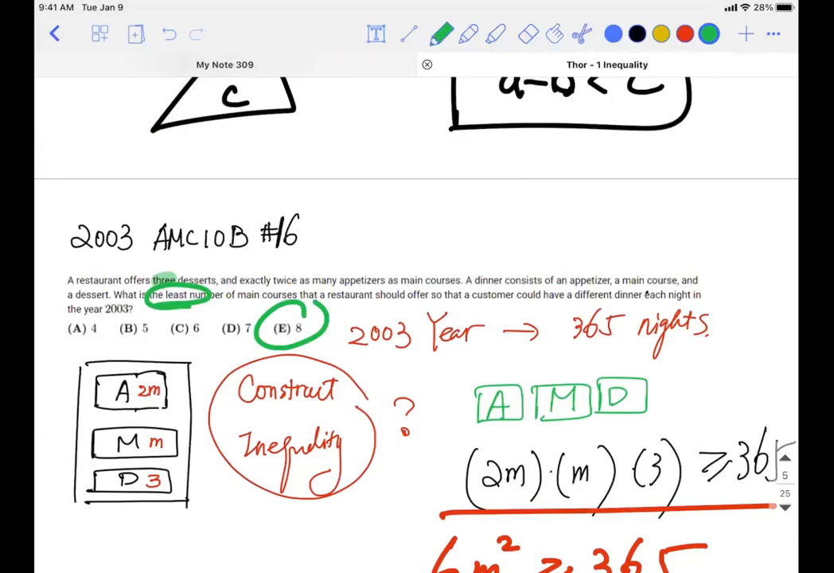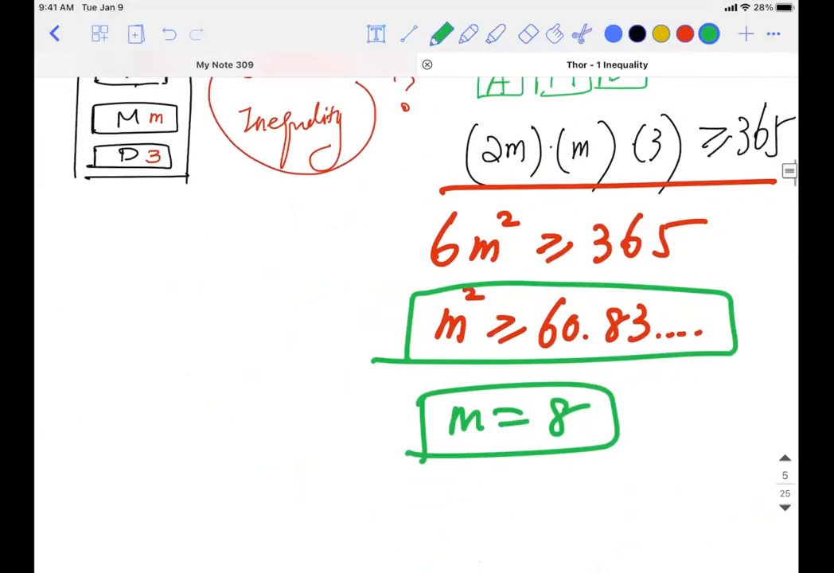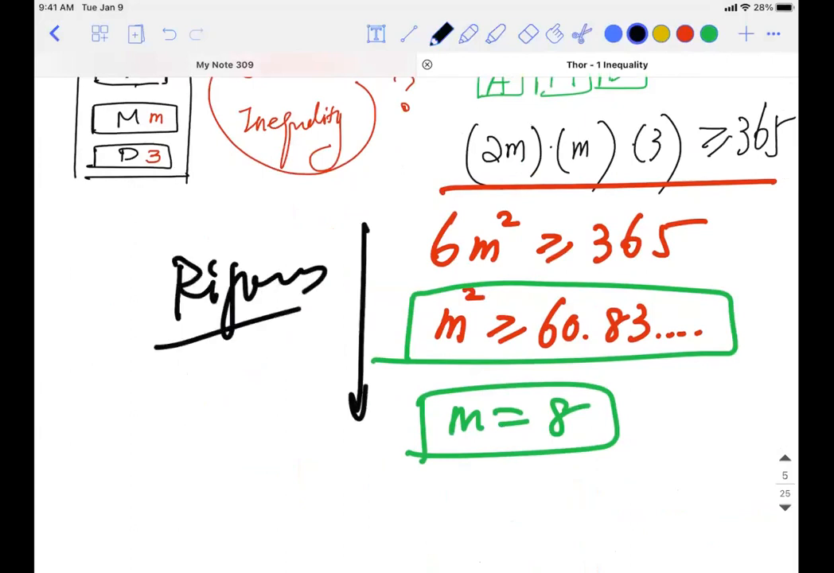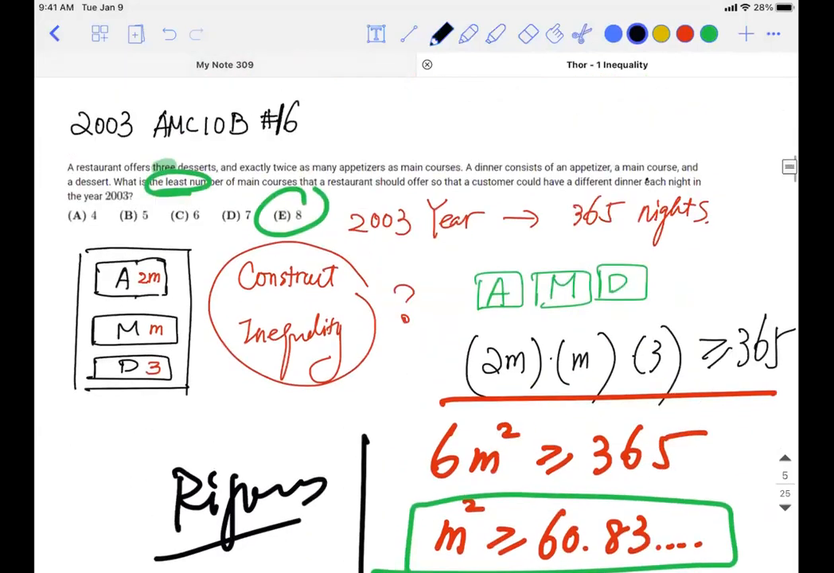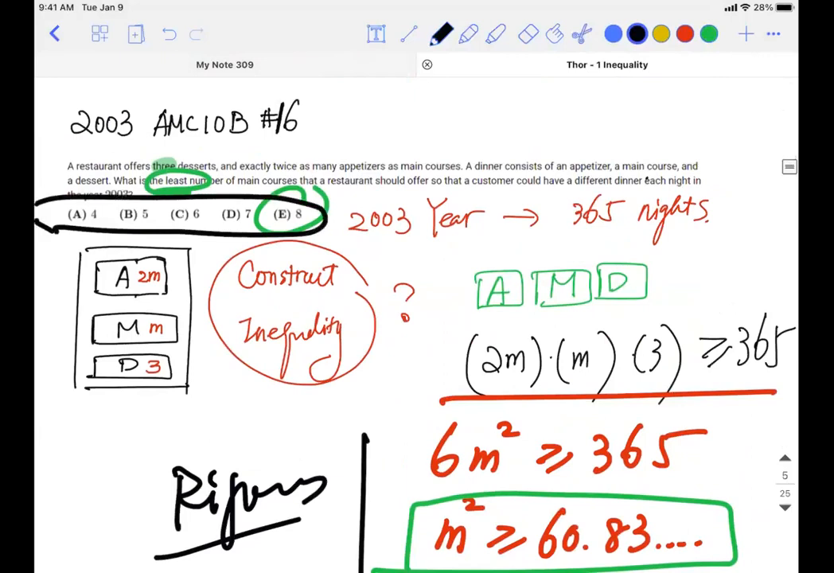Yes, that is correct. You can actually use the options A, B, C, D, E, put them back into the equation to see which one works. Or you can do some more rigorous proof. My solution is more like a rigorous process. You do the calculation, you determine the lower bound of the m value. Of course, you can do the other way around. You can plug in all the values, trials and errors, 4, 5, 6, 7, 8, and you'll be able to get an answer.